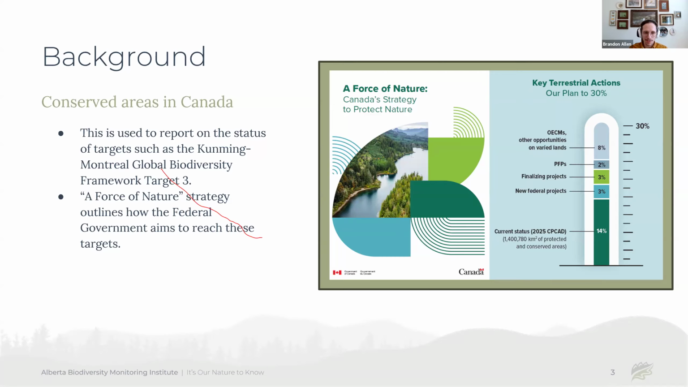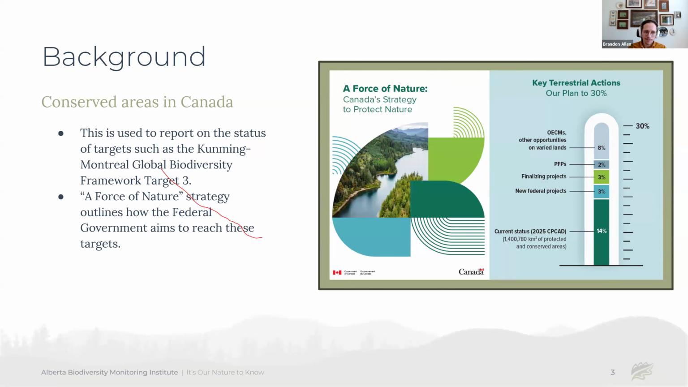One of the most recent conservation targets that's in the spotlight these days is the Kunming-Montreal Global Biodiversity Framework Target 3. In the Canada context, we just call this 30 by 30. This is the goal that Canada agreed upon at that international stage, that they wanted to protect and conserve 30% of both terrestrial and marine land area or habitats across Canada.